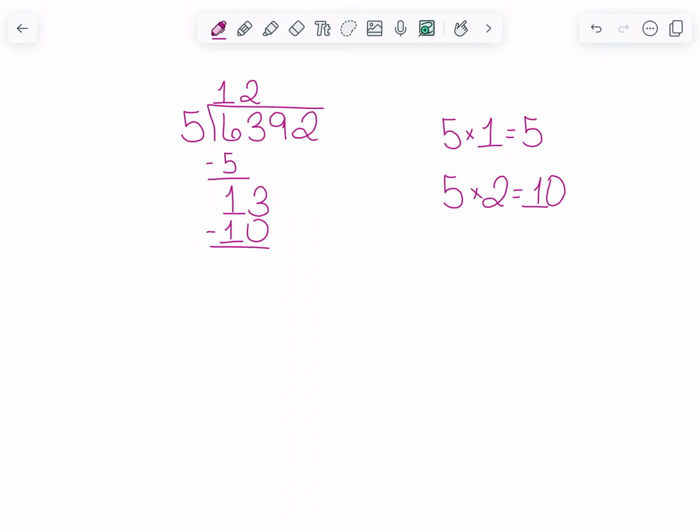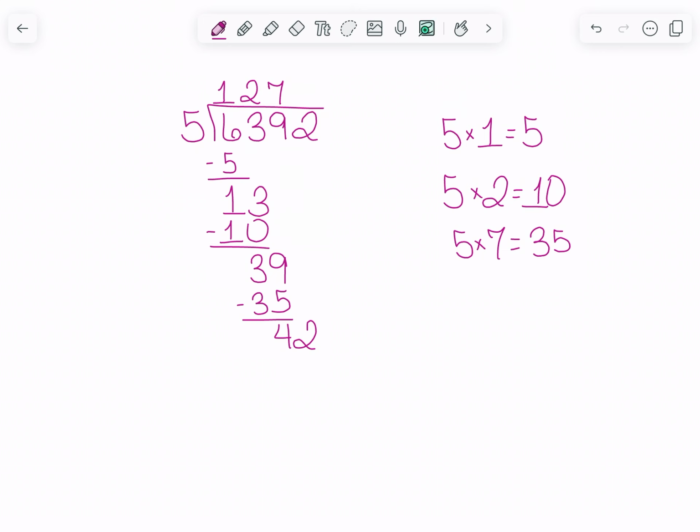Since 5 times 2 is 10, we write the 2 at the top and subtract the 10 to see that now we have 3 left over. And we bring down the next digit. So now we have 39 divided by 5. Since 5 times 7 is 35, we write the 7 at the top and subtract 35 to see how many we have left over. We have 4 left, and we bring down the next digit.